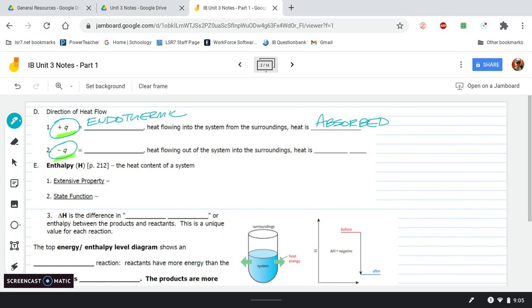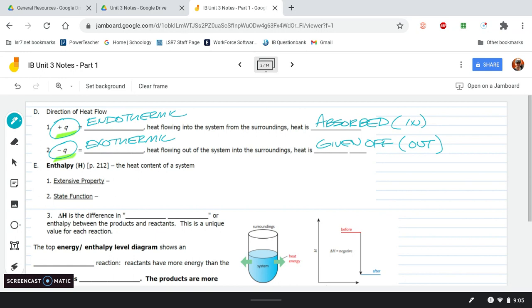Now the minus Q going the other way, that's exothermic. And the heat's going out. So it's pushing out, going back into the surroundings. That's why you can feel it with your hand, right? Like if you're touching something, heat's going to be given off. All right. So this one is heat in, and this is heat out.